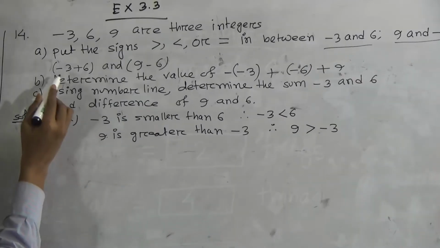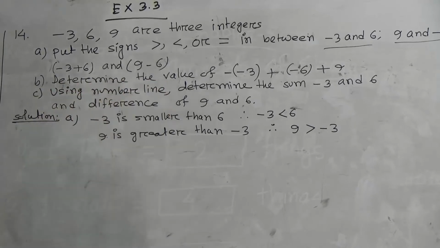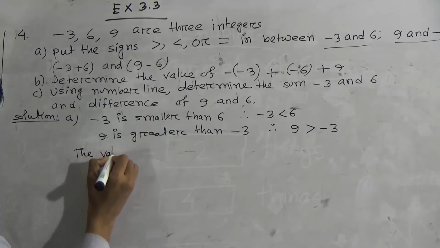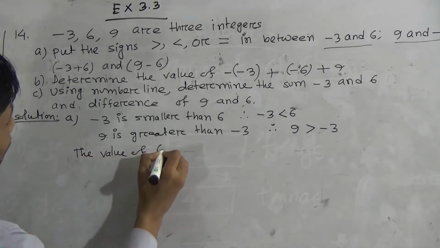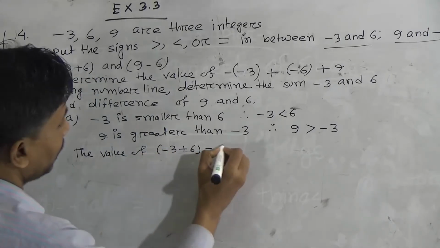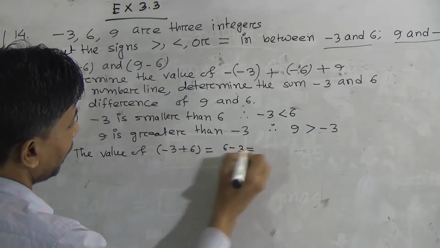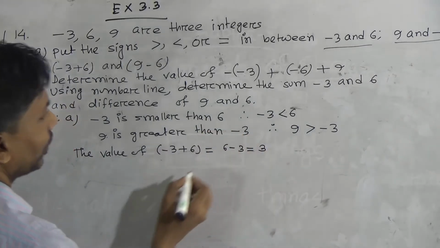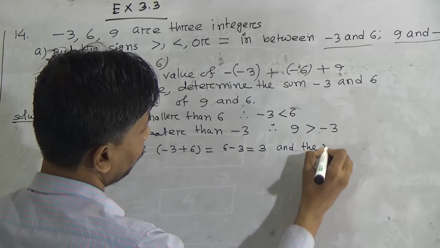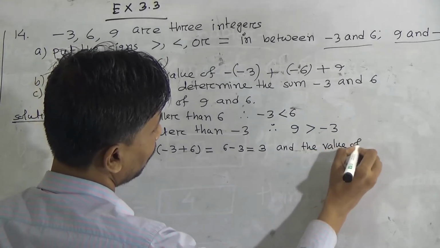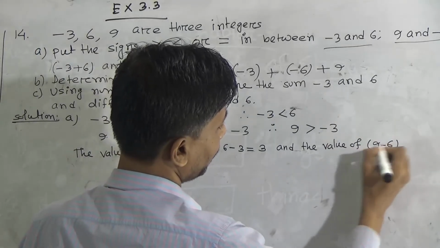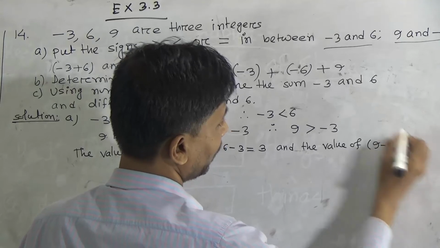Now, minus 3 plus 6 and 9 minus 6. Now write here the value of minus 3 plus 6 is equal to what? 6 minus 3. 6 minus 3 equal to what? 3. And the value of 9 minus 6, 9 minus 6 is equal to what? 9 minus 6 is equal to 3.